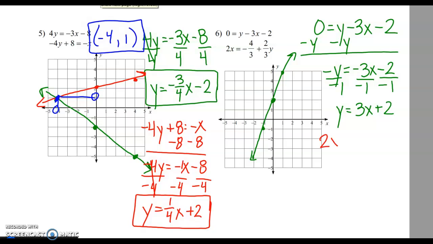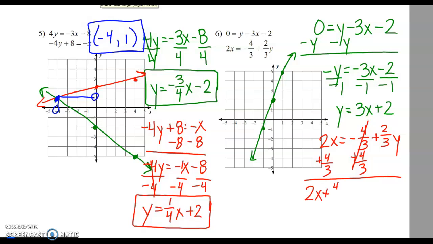Second equation, 2x equals -4/3 plus 2/3 y. To get y alone, to move a -4/3, I'm going to add 4/3. And if you're needing a calculator to do fractions, that's absolutely okay. So you have 2x plus 4/3 equals 2/3 y.